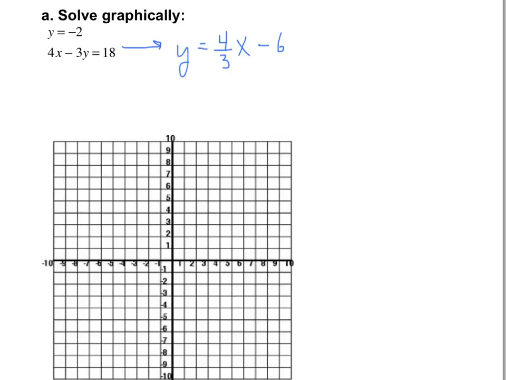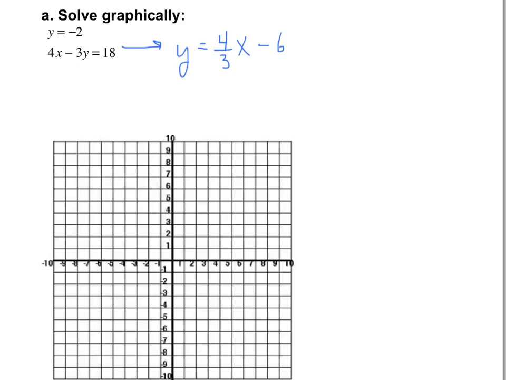As you're getting y alone, it'll probably take you a couple steps to get there. Always keep in mind that if you have a negative and you're dividing by another negative value, that will turn positive. So that happens here with my 4/3, because I subtract 4x, then I divide by negative 3. So the negative over negative becomes a positive 4/3. And of course, 18 divided by negative 3 is a negative 6 value.